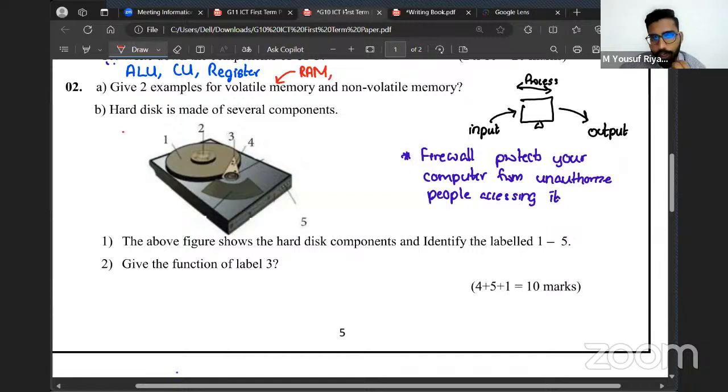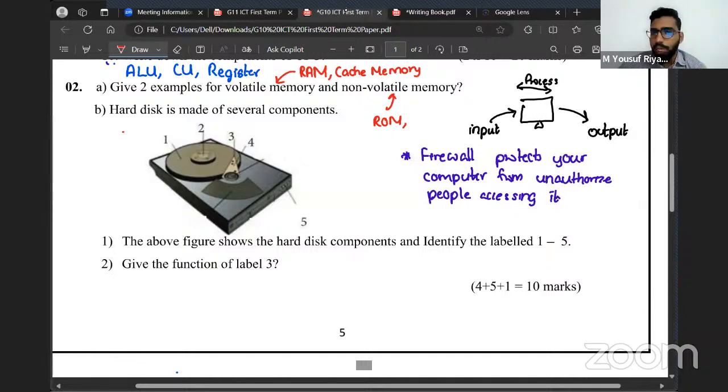Yes, you can take cache memory also as volatile memory. Okay, is ROM a volatile memory? ROM stands for read only memory. No, ROM is a non-volatile memory. ROM only stores, for example, the BIOS, like the logo of your computer. On your phone, you can see the logo of your phone. Those are all stored in ROM. So ROM is actually a non-volatile memory.